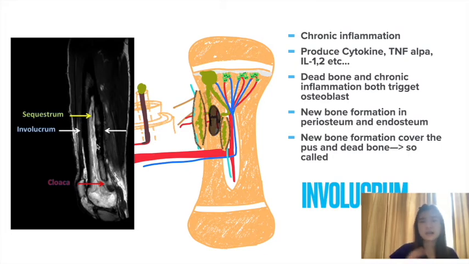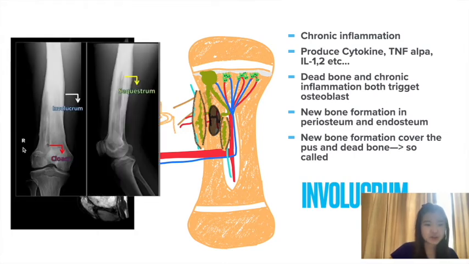Okay, the cloaca, I'll explain later. You know what a cloaca is, but why is it formed? This is from X-ray, the involucrum, the density, that's some sort of more dense bone, and the dead bone here. And this is a cloaca from an en face projection.